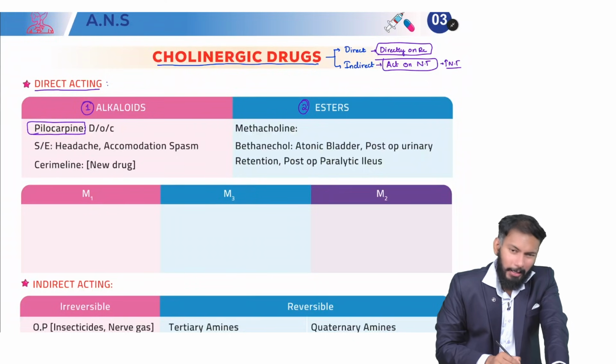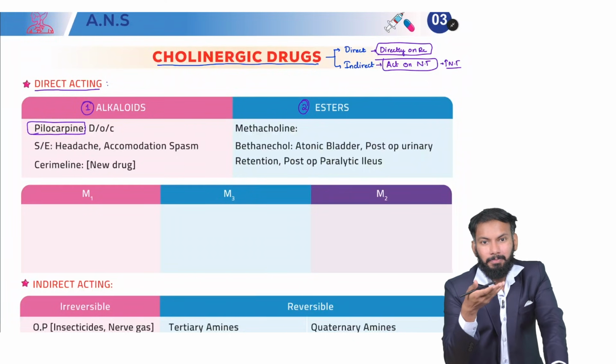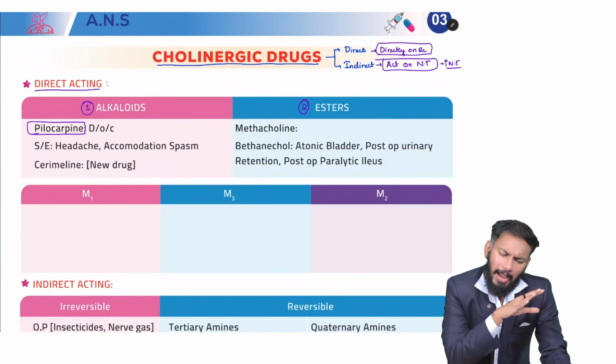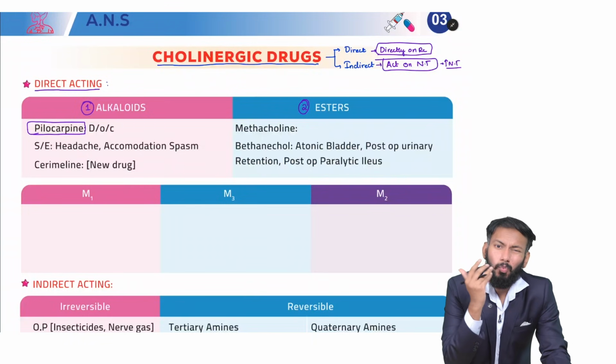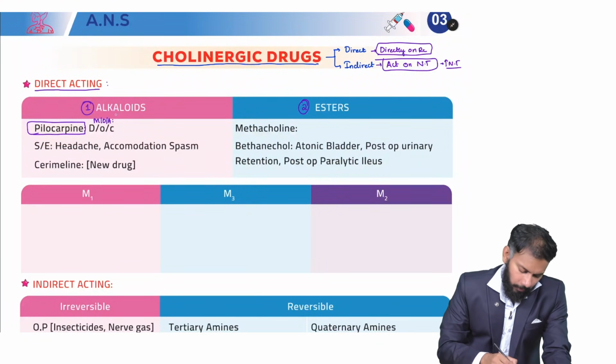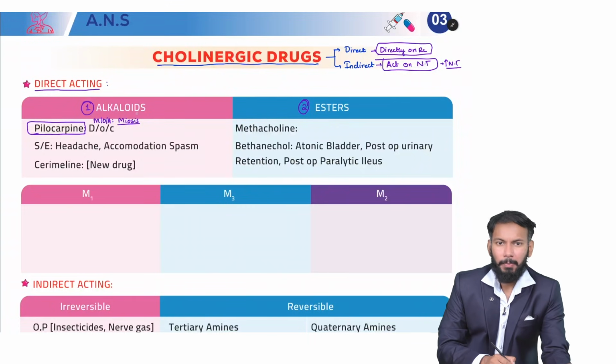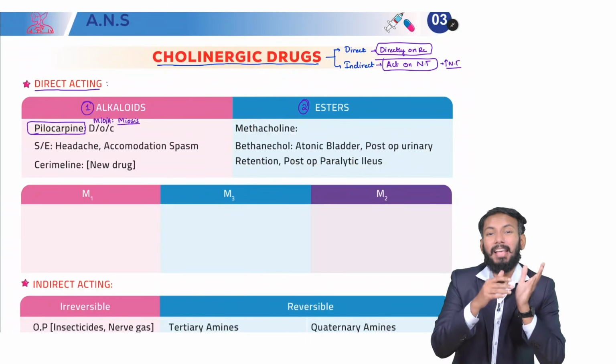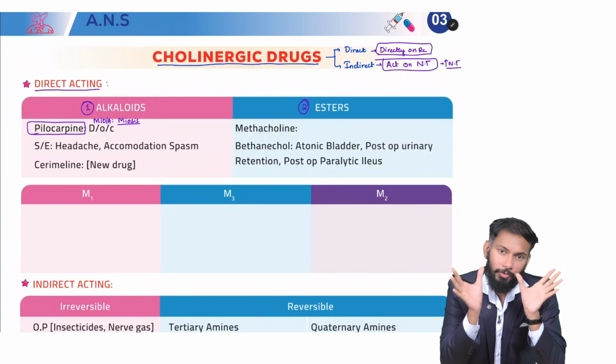Pilocarpine, I told you, it works similar to acetylcholine. That means it acts on the receptor and causes the function. So what are the functions of these drugs? Obviously, what is the mechanism of action? In the eye, it can cause miosis, yes or no? Yes, it can. If it is causing miosis, this miosis is actually helpful in some kind of glaucoma.